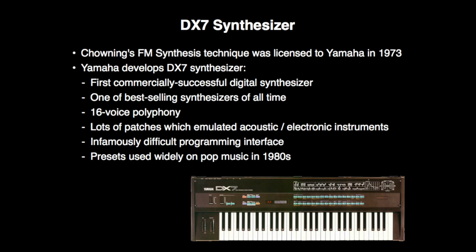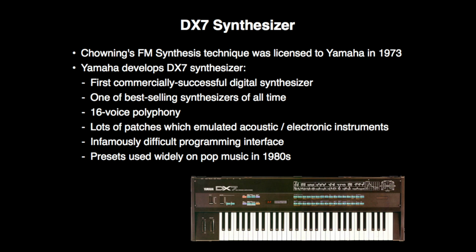So Chowning's FM technique was patented by Stanford University and then was licensed to Yamaha in 1973, and Yamaha used it to develop the DX7 synthesizer. Some of you may have heard of this. It's a really famous, historically significant synthesizer. It was the first commercially successful digital synthesizer.